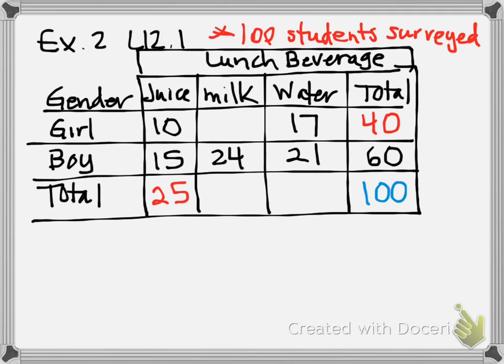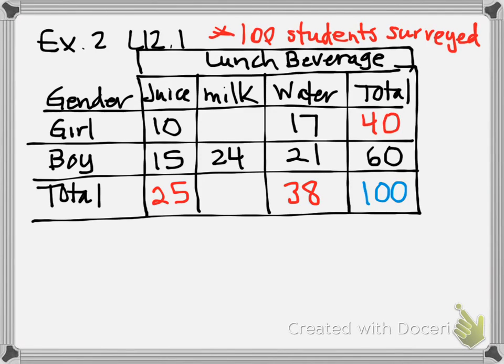Okay, what's another number that we could fill in this chart and explain to me what that number is and how you got it? Bastian? The total under water, 17 plus 21 is 38. Okay, so under the total for water, it would be 38 because we know how many girls voted for it and how many boys voted for it.